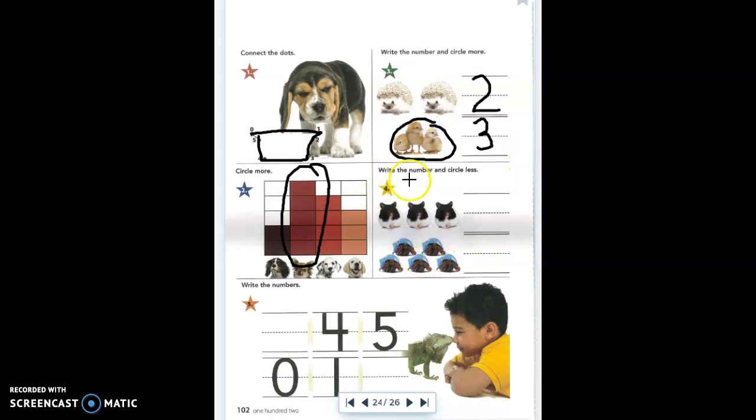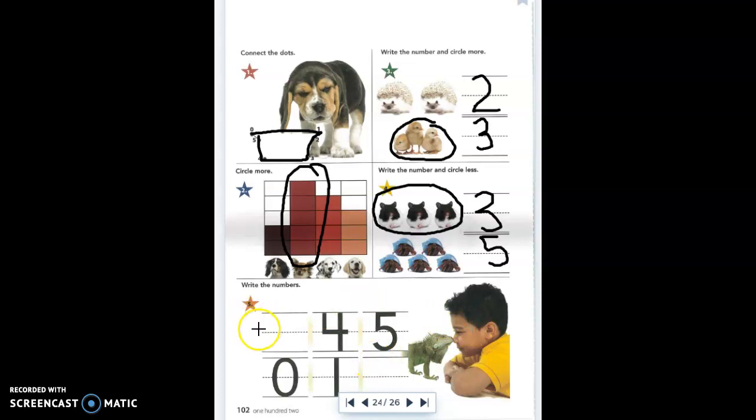For number 4, they want me to write the number and then circle the group that has less. So let's begin by counting. 1, 2, 3 hamsters, and 1, 2, 3, 4, 5 hermit crabs. I need to circle the group that has fewer or less. There are 3 hamsters. 3 is less than 5.